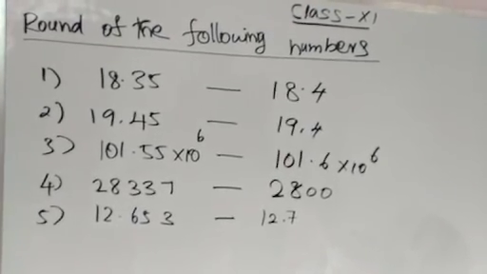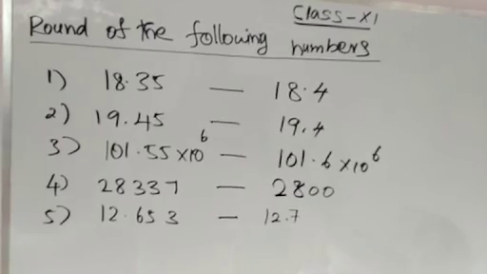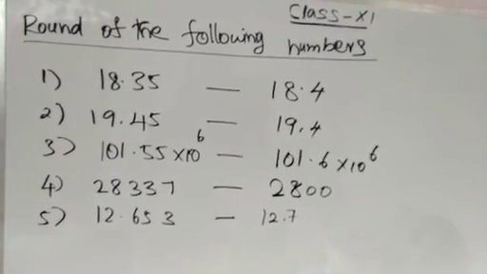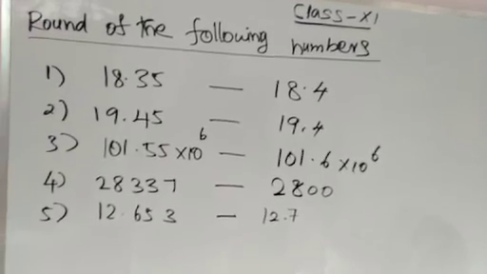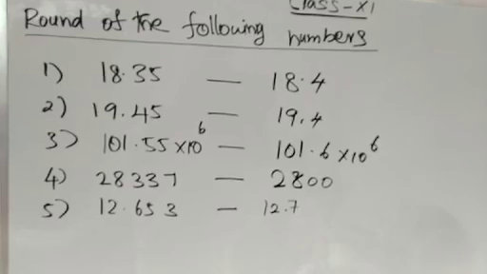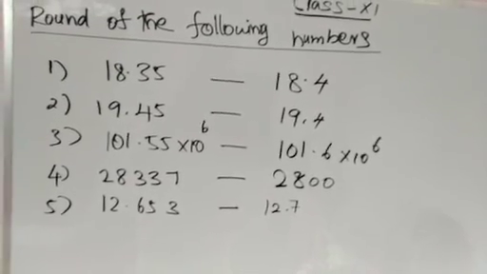Fourth example, 28337. The rounded off value is 28300. Fifth example, 12.653. The rounded off value is 12.7.